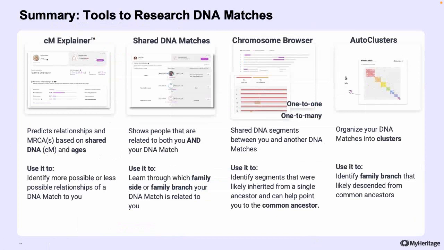Also, try to use the auto cluster. Just by the click of a button, in some cases the algorithm will look at the amount of shared DNA matches that you both have, and will decide to put it in a certain family branch. It sometimes won't be able, but if it does, then it will help you understand on which family branch to look. So I suggest to use the chromosome browser and the auto clusters for that.